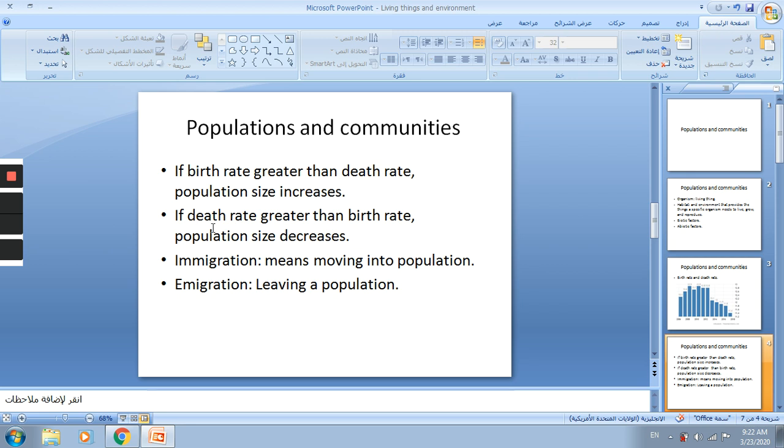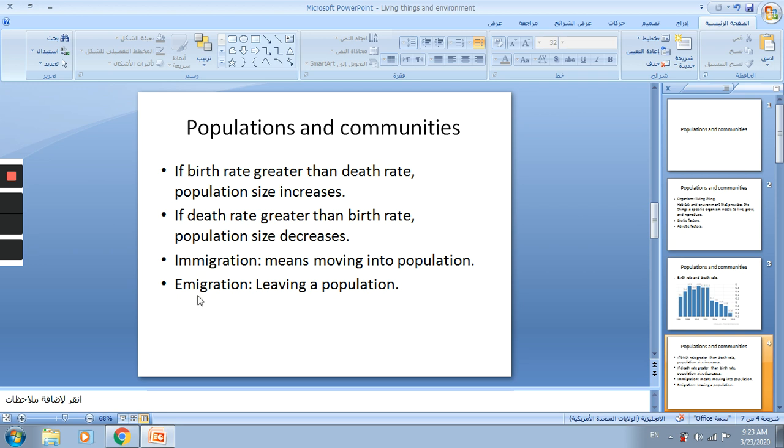If death rate is greater than birth rate in any environment, population size decreases. On the other hand, if the birth rate is less than death rate, we have a decrease in population size. Now this is about how we can increase and decrease population size.